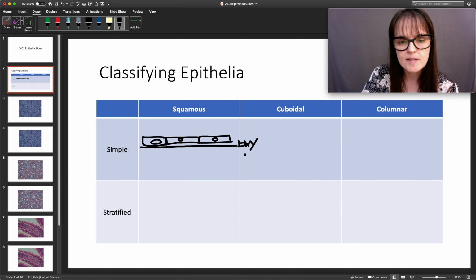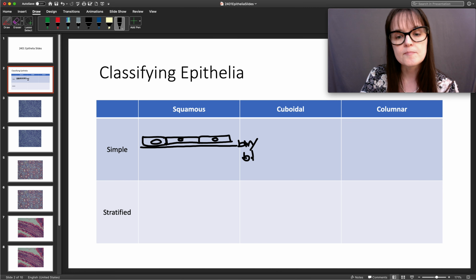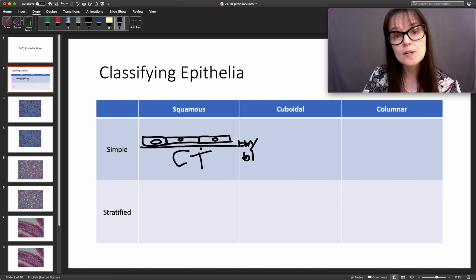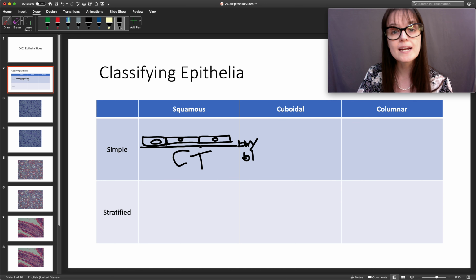And sometimes that's called a basal lamina. Basement membrane is the English, and basal lamina, B-A-S-A-L L-A-M-I-N-A, which means basement membrane, is the Latin. So if you see either of those, you need to know what they mean. And then underneath the basement membrane is a connective tissue. So the epithelium and the connective tissue both work together to make the basement membrane that connects them.